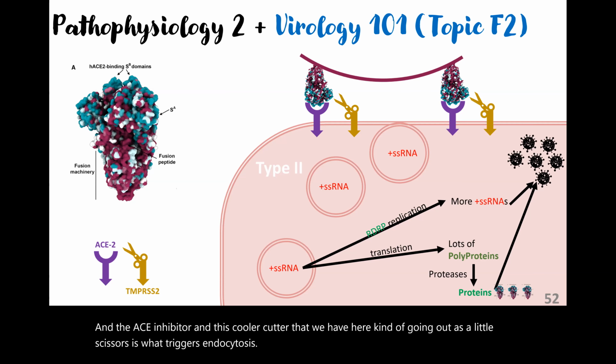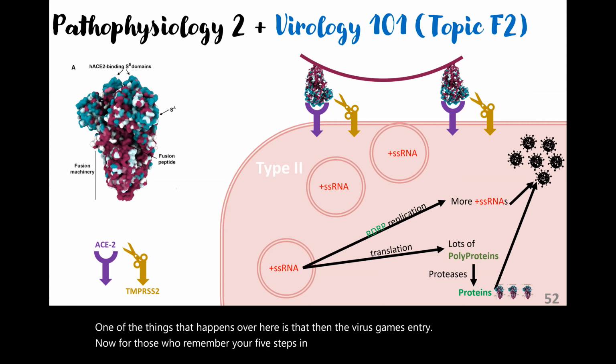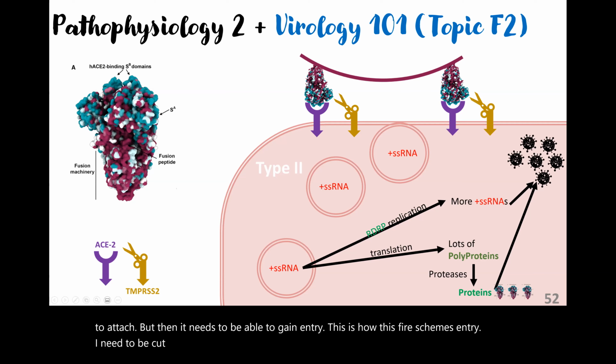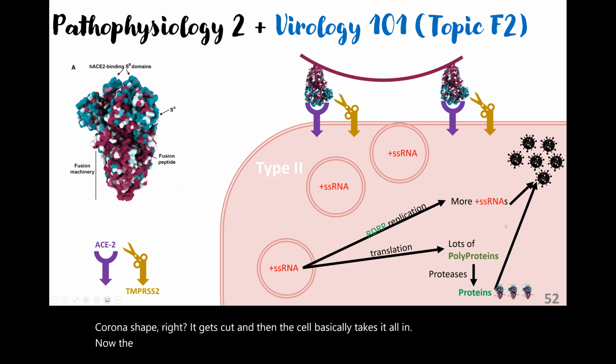So one of the things that happens over here is that then the virus gains entry. Now, for those of you who remember your 5 steps in the viral cycle from topic F2, remember the virus needs to attach, but then it needs to be able to gain entry. This is how this virus gains entry. It needs to be cut first through that cool little spike protein, that protein that gives it its name as a corona shape, right? It gets cut, and then the cell basically takes it all in. Now, the virus needs to make more of itself.